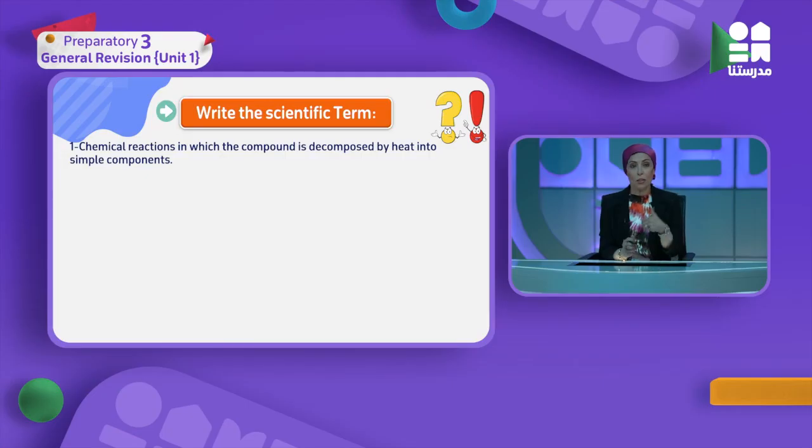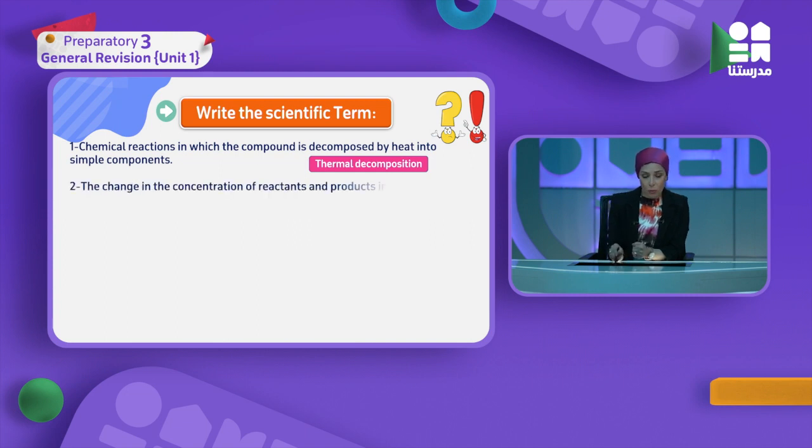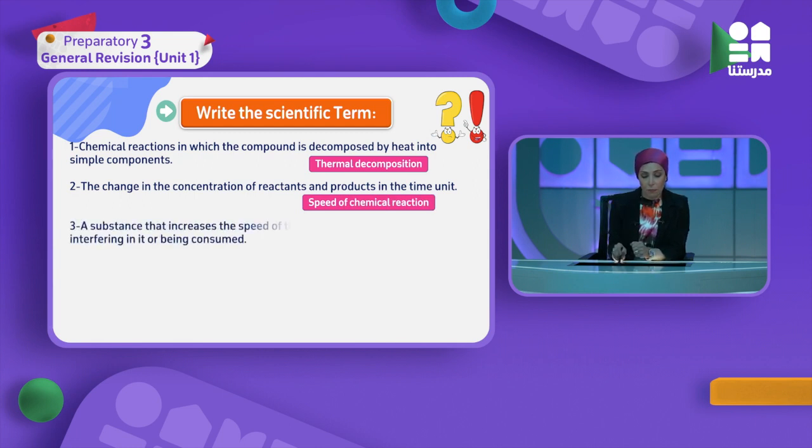طب بسرعه كده ناخد some kind of question كده. اول question عندنا هنا write scientific term. بيقول لي chemical reaction in which the compound is decomposed by heat into simple components. ايه؟ طالما لقيت heat يبقى هنا على طول يبقى thermal decomposition. Second question, change in the concentration of the reactants and product by time. طالما لقيت كلمة change يبقى على طول هو الانسر is the speed أو the rate of chemical reaction.